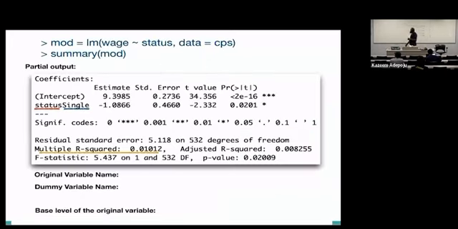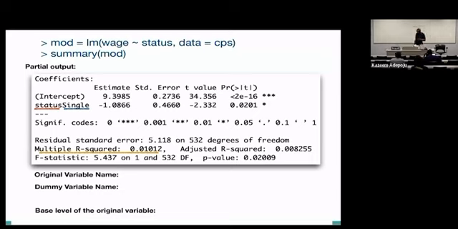mod equal lm(wage ~ status, data = cps). The same way you fit linear regression, it's the same way you're going to do this. The only thing here is that your independent variable, status, is categorical. It has two levels, married or single. Now, this is the result. Of course, every typical linear regression result will be displayed like that.